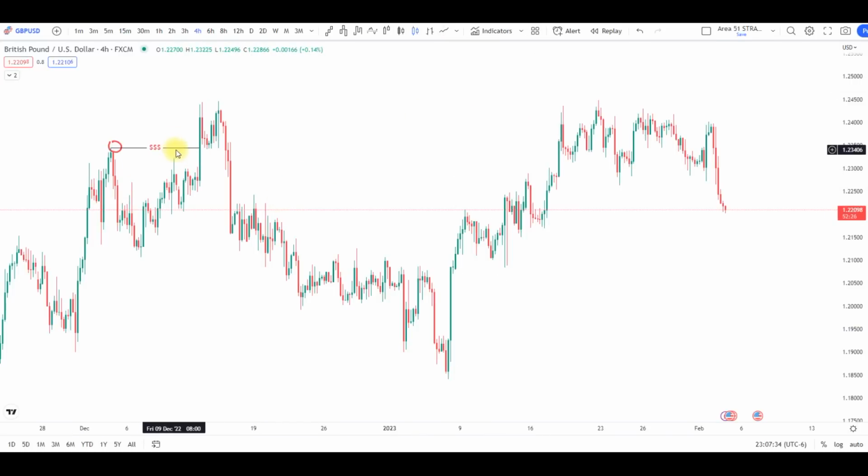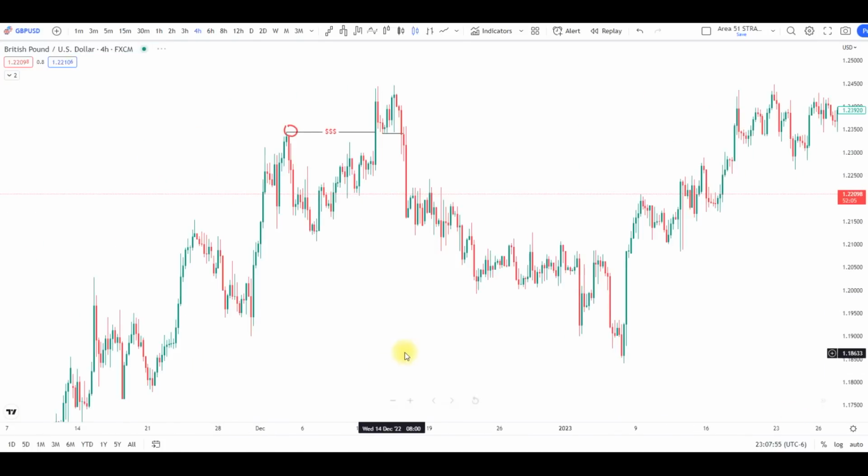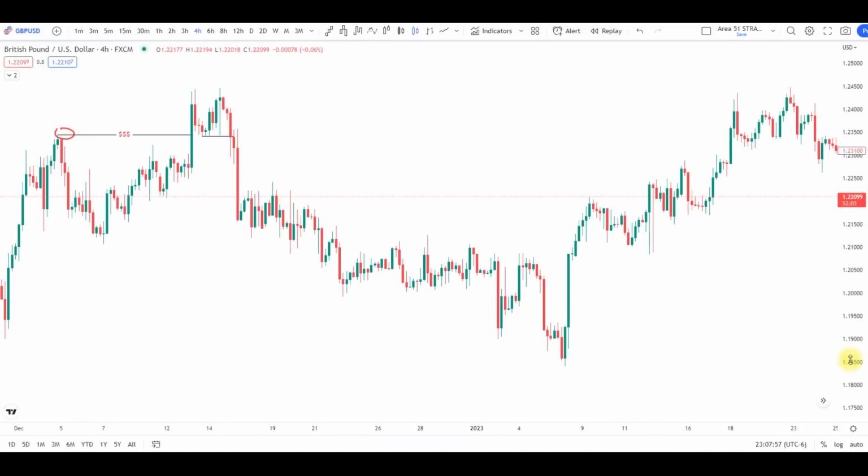So price gave us the break of structure, giving us higher high, higher low. This higher high took this liquidity that was sitting right there. Okay, and they created a low and higher low, and then another higher high. All right, right there. Okay, let me zoom this out.